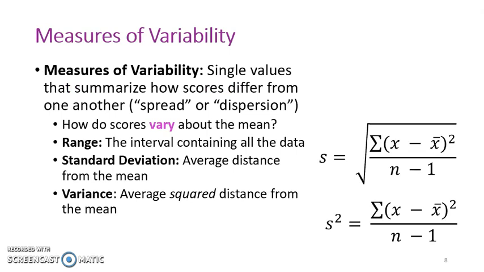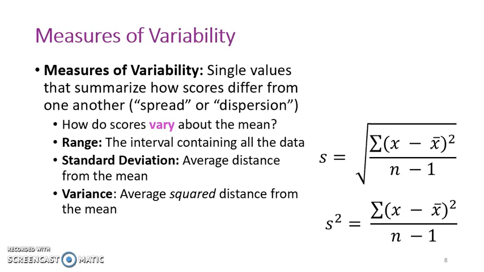Measures of variability are also numeric descriptive statistics that tell us how scores differ from one another. Measures of variability indicate the spread of the distribution. The three common measures of variability are the range, standard deviation, and variance. For the range, we simply subtract the lowest score in the distribution from the highest score in the distribution, and that gives us the interval containing all the data.